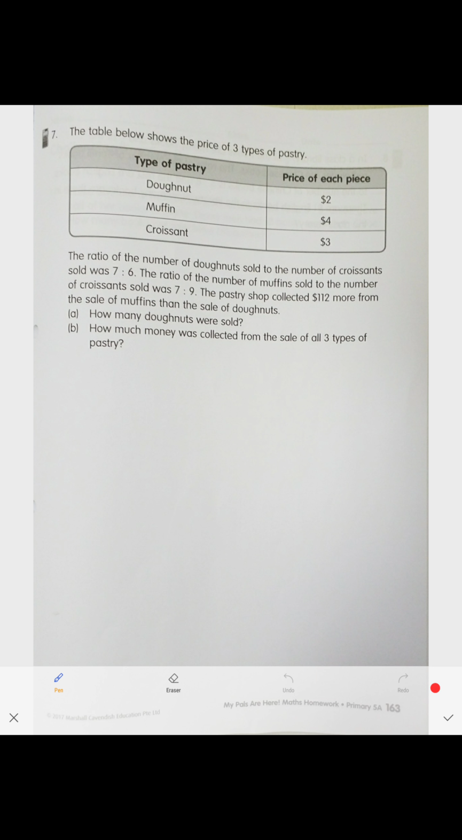The ratio of the number of donuts sold to the number of croissants sold was 7 to 6. The ratio of the number of muffins sold to the number of croissants sold was 7 to 9. The pastry shop collected $112 more from the sale of muffins than the sale of the donuts. How many donuts were sold? How much money was collected from the sale of all 3 types of pastry?